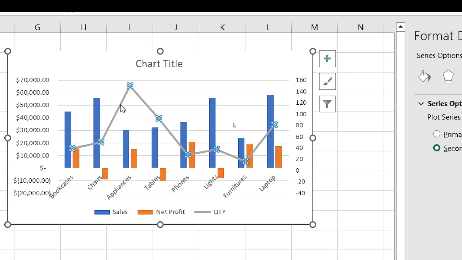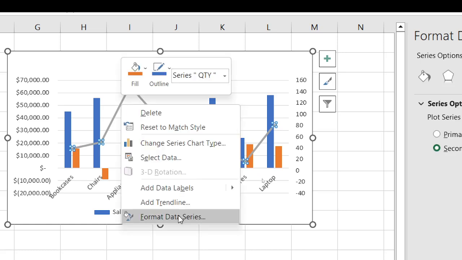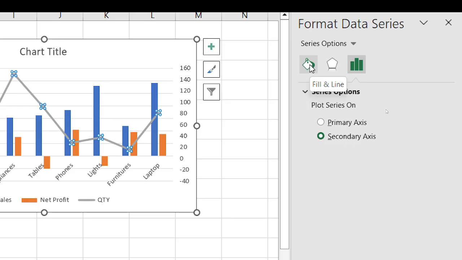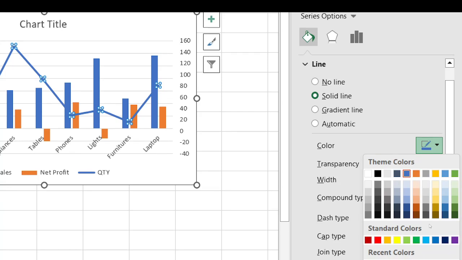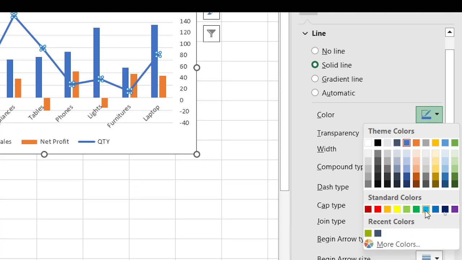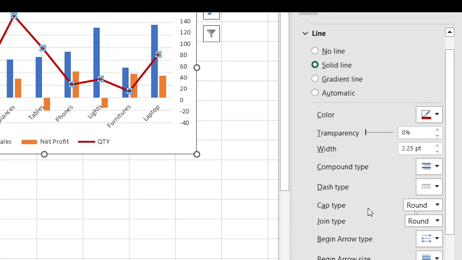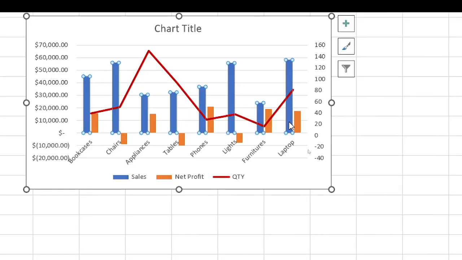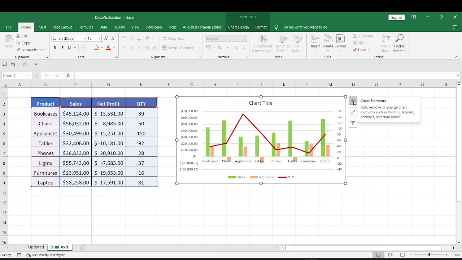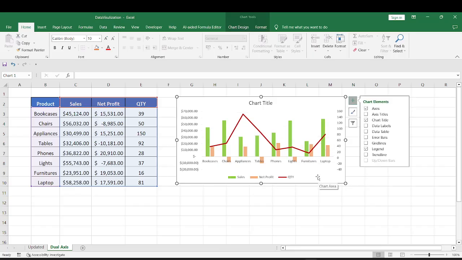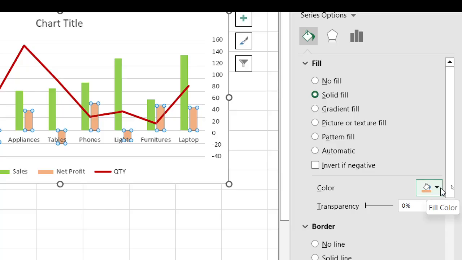Let me click on the line chart, right click, format data series, go to fill, solid line, and let me select some contrasting color to it, dark red. Let me change the color of this bar, right click, format data series, fill, light green. You can remove the grid lines if you don't like it. Now that I've removed the grid lines, I have selected this color for net profit.